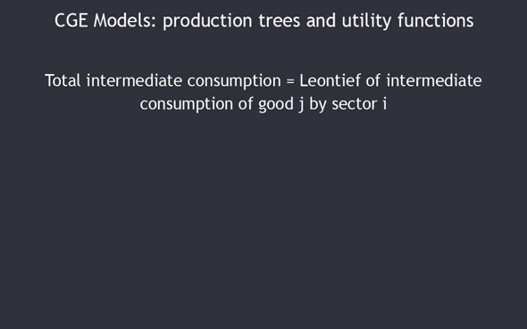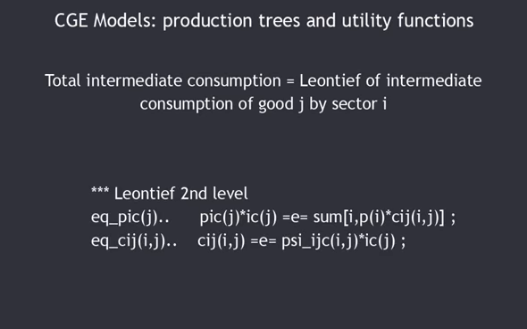Then there is a second level of Leontief relating total intermediate consumption of sector J and intermediate consumption of good I by sector J. The first equation is PIC in sector J times IC in sector J must be equal to the sum over I of PI times CI_IJ. It simply means that the value of total intermediate consumption in sector J is equal to the sum of the intermediate consumption of goods I by sector J.